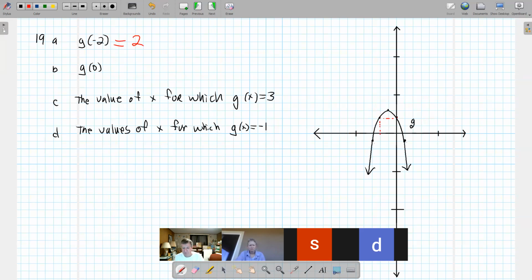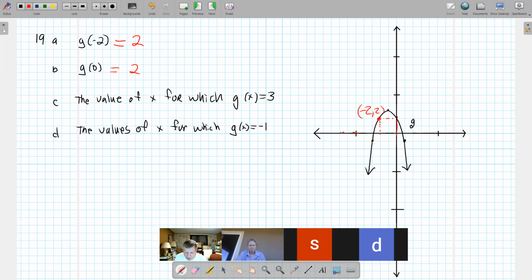Two, right? Because that point right there is (-2, 2). So when x is -2, y is 2. Okay, g of 0. When x is 0, let's see, y is also 2, isn't it? You okay with that? All right.